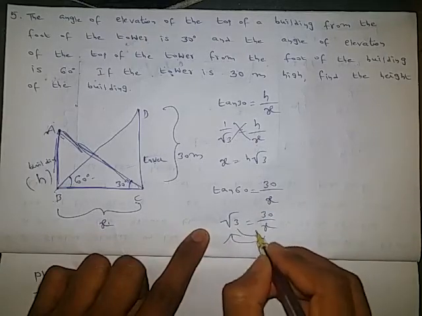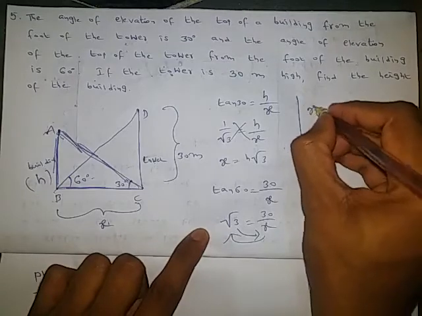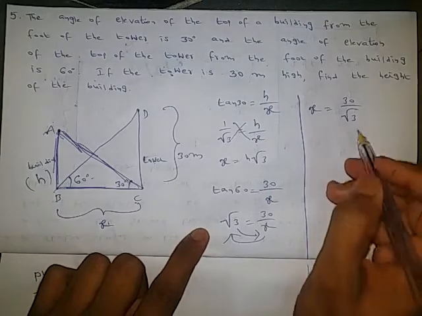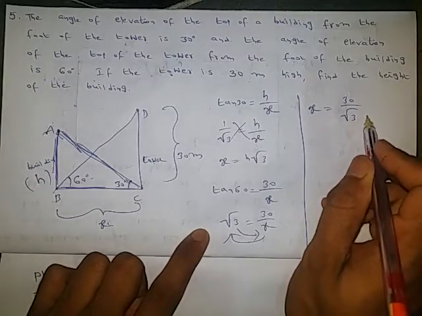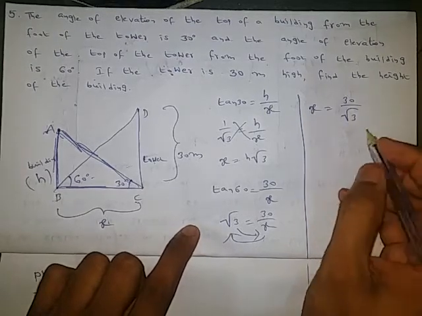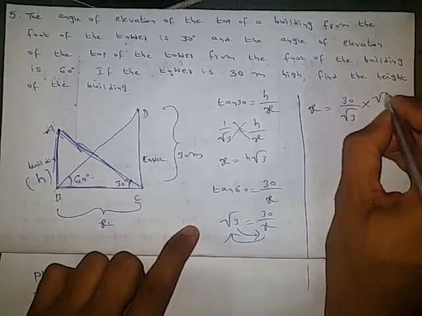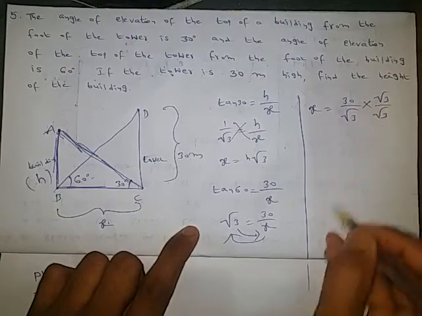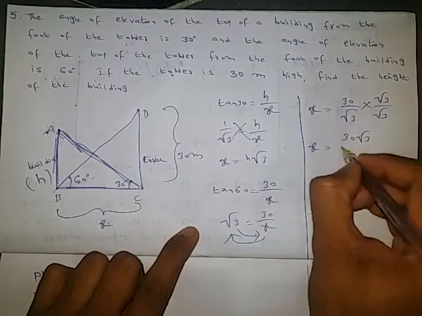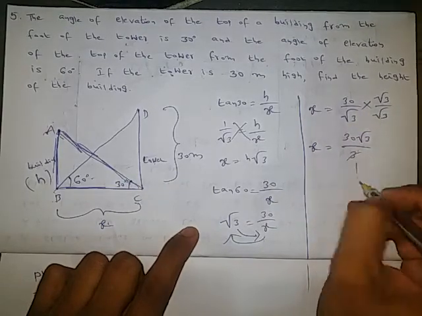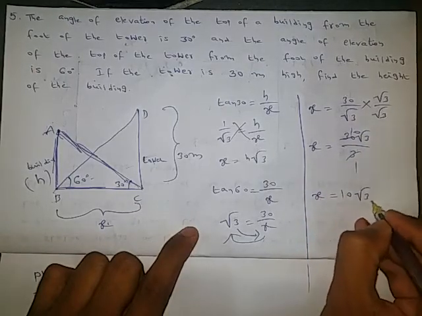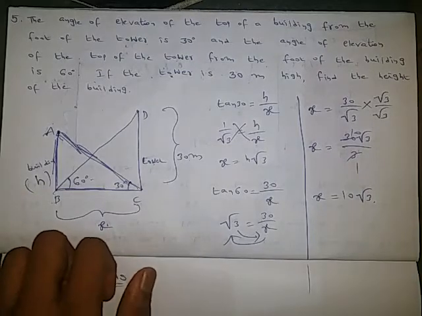Take x this side and bring root 3 this side. So we will get x is equal to 30 by root 3. We don't want any irrational number in the denominator. So multiply and divide by root 3. So we will get x is equal to 30 times root 3 divided by root 3 into root 3, which is 3. 3 ones are 3, 3 tens are 30. So the x value is 10 times root 3.